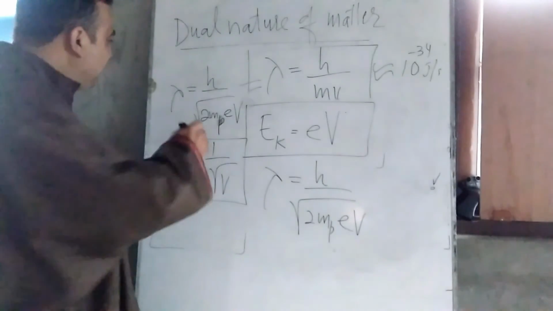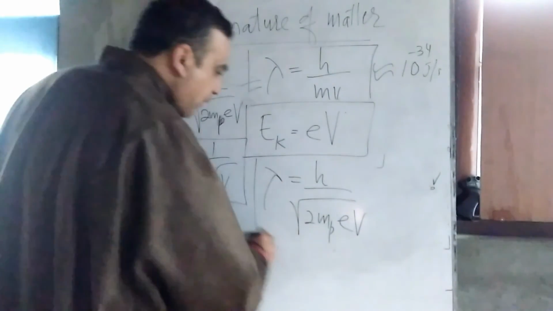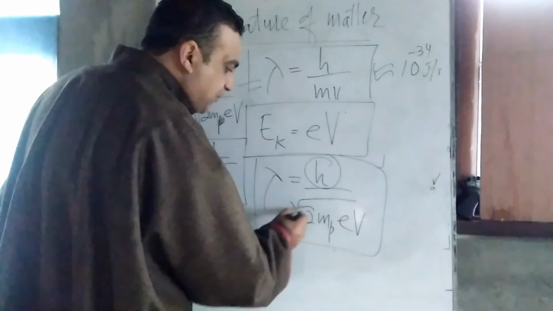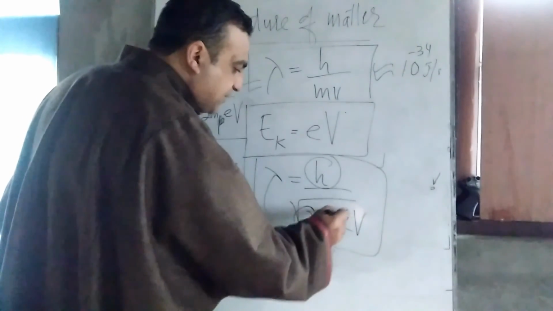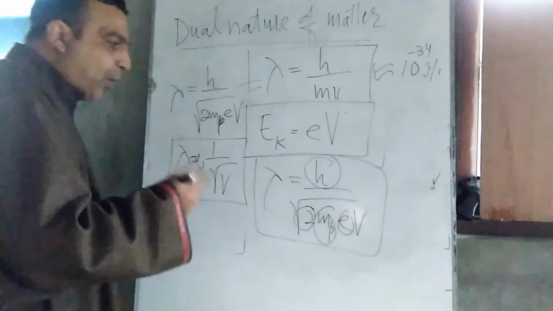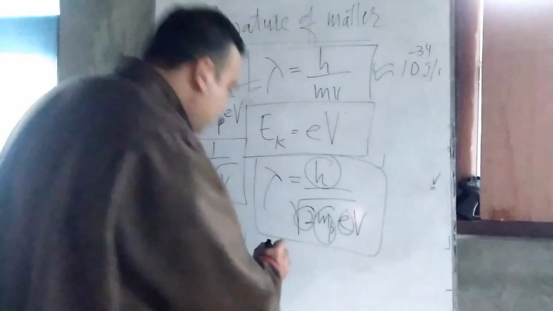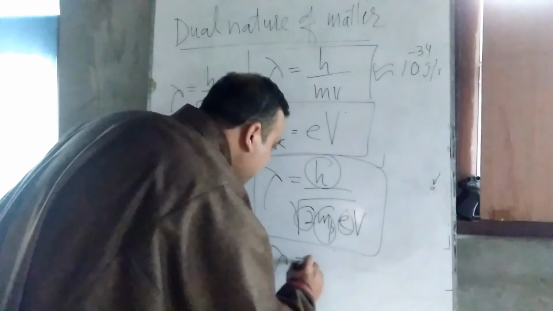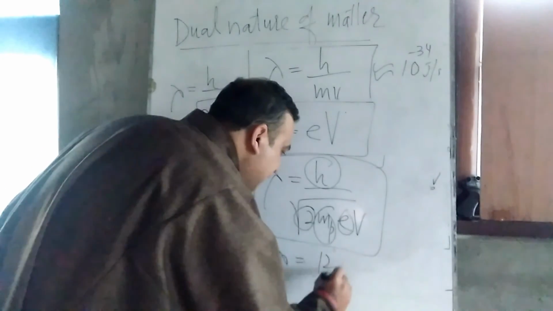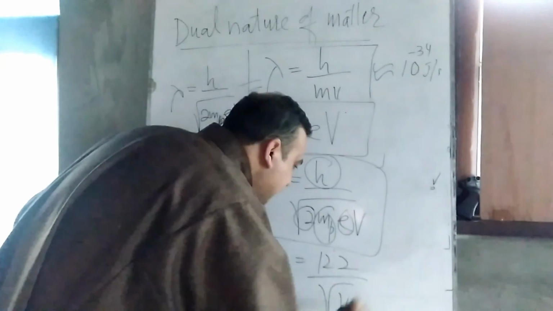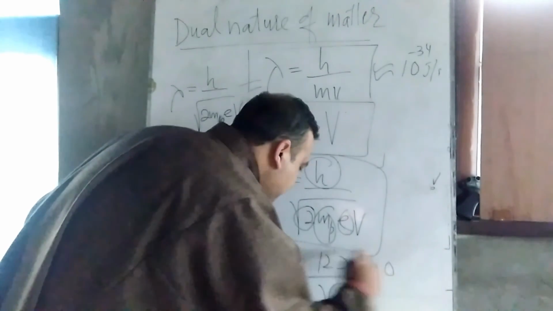And you can see in this equation, h is a constant, 2 is a constant, mass is a constant, charge is a constant. When you boil down these constants, when you calculate all of these constants, you write down this lambda comes out to be 12.2 divided by under root of V angstroms.